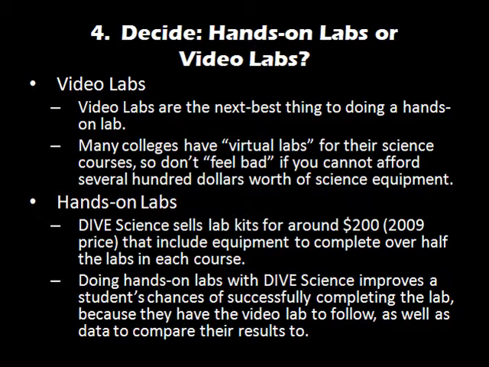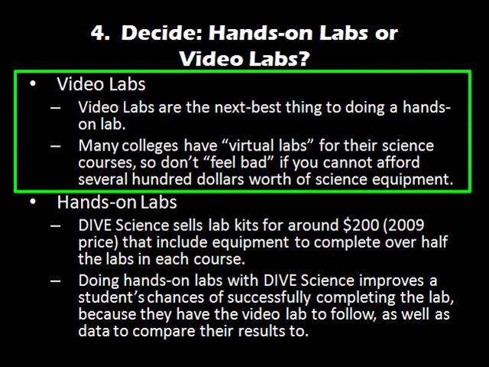So after you've picked a reading supplement, you need to decide on step 4. Should you do a hands-on lab or video labs? And video labs, the main thing to think about is that video labs are the next best thing to doing a hands-on lab. Hands-on labs can be expensive, they can not work, they can be messy and even dangerous sometimes, but doing science is really what science is about, not just reading and watching someone else do it. But if you can't afford to do hands-on labs, then just know that a lot of colleges do virtual labs for their students, and students get credit on that.